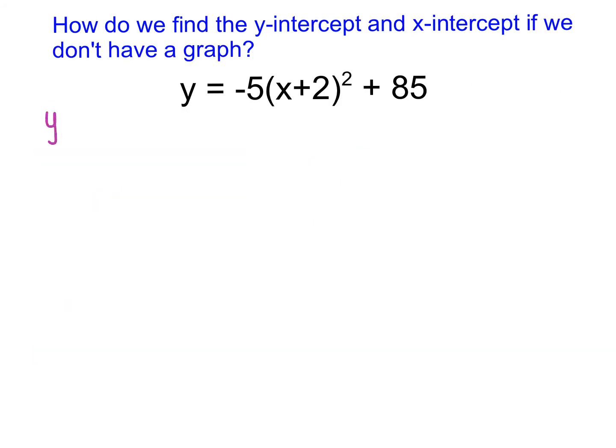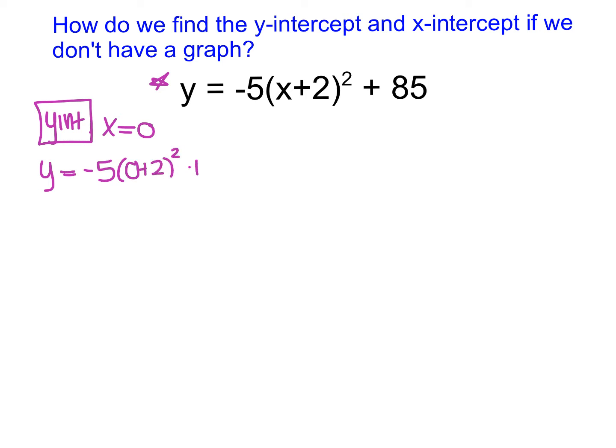So here we have our y-intercept, and remember our y-intercept occurs when x is equal to 0. So the simplest way to find our y-intercept is to take our equation here and to substitute 0 in for x. We have negative 5 times 0 plus 2 quantity squared plus 85. Now remember, because we have the variable already isolated by itself, all we need to do here is use our order of operations in order to simplify this further.